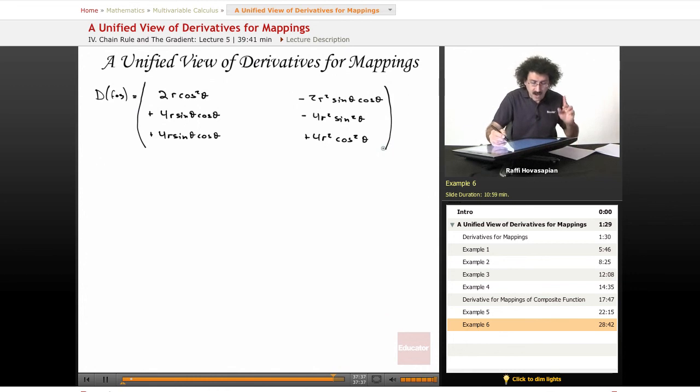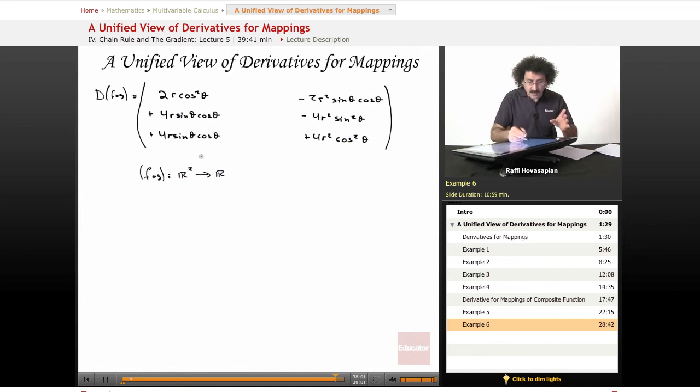Okay, now f of g was a mapping. We said that f of g was a mapping from R2 to R. We know that its derivative is going to be a 1 by 2 matrix. This is what we've got. We've got a 1 by 2 matrix. 1 row, 2 columns.